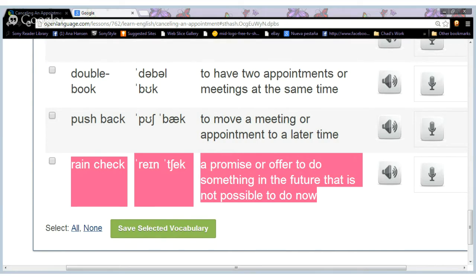Rain check. A promise or offer to do something in the future that is not possible to do now. Okay. So a rain check. This is a popular phrase. So can I get a rain check? This is usually used for lunch.